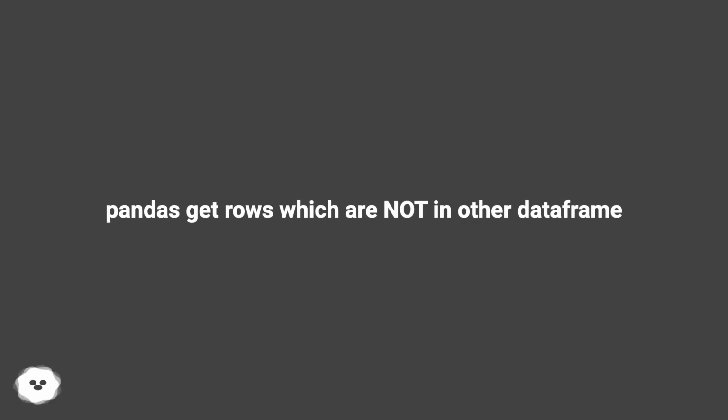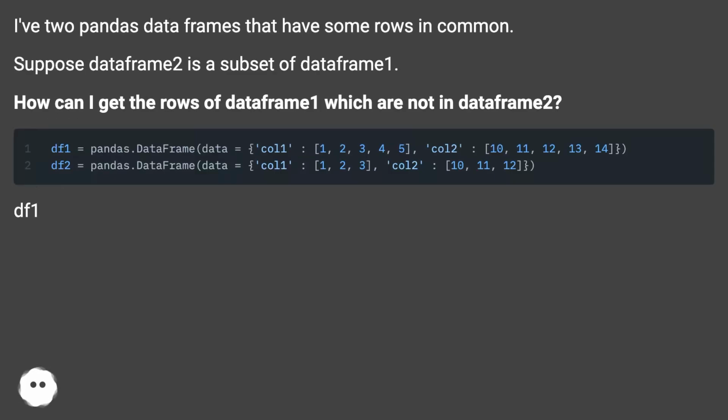Pandas: get rows which are not in other data frame. I have two pandas data frames that have some rows in common. Suppose data frame 2 is a subset of data frame 1. How can I get the rows of data frame 1 which are not in data frame 2?